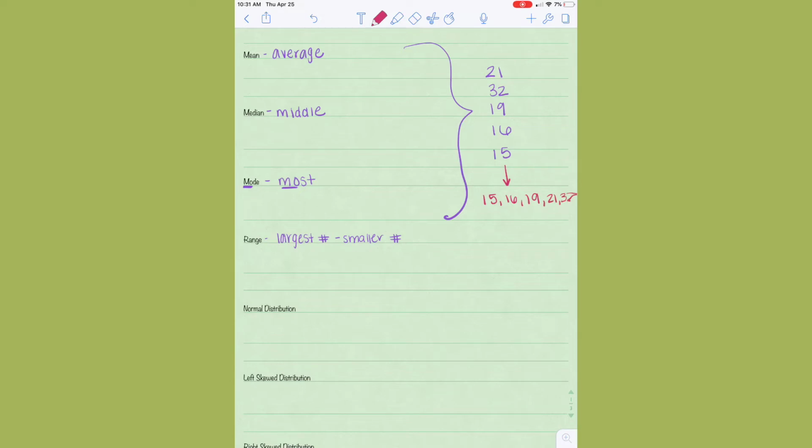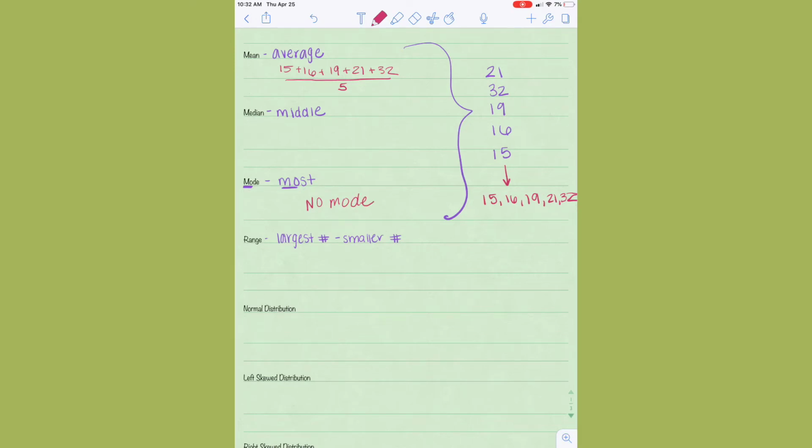So I did that really quick. And then I know in order to find the mean, I'm going to add up all the values. So I would do 15 plus 16 plus 19 plus 21 plus 32. I would add that all up and I would divide by how many values there are, which is 5. And that would get me my mean. My value that occurs the most, there actually isn't a repeating value. So there is no mode. And that's okay. It's possible that you don't always have a mode.